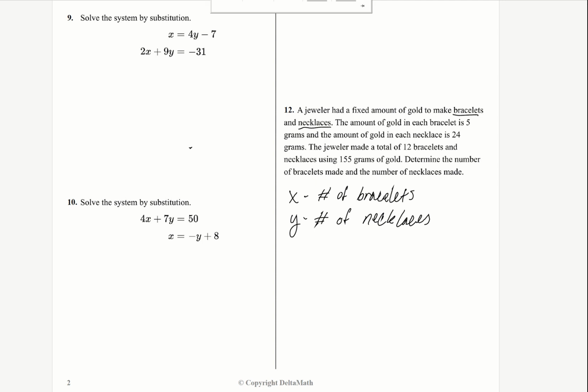Okay, so you can kind of skip ahead and see the jeweler made a total of 12 bracelets. So I know the sum of bracelets and necklaces has to be 12. X plus Y equals 12. And then they say the amount of gold in each bracelet is 5 grams. So 5X and 24 grams for the necklaces plus 24Y. And it totals 155 grams of gold.